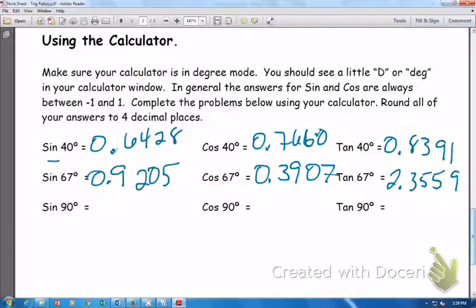Now, if you type in sine of 90 degrees, you're going to get 1. If you type in cosine of 90 degrees, you're going to get 0. And if you type in tangent of 90 degrees, you're going to get an error. Okay, now you'll learn more about 90 degrees and bigger in pre-calculus. For now, suffice it to say, we will never take the sine, cosine, tangent of the right angle in a right triangle. It just doesn't make any sense for us. Okay? So we're not going to do it.